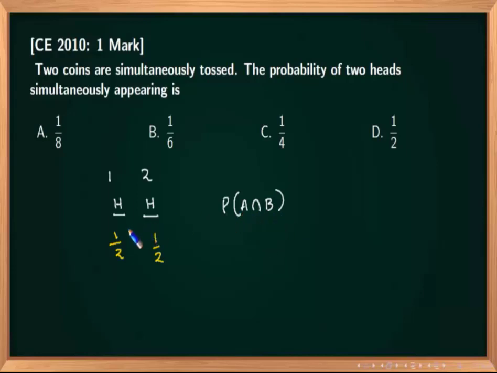Which means that both these things have to happen. And I know that if both these things have to happen and if they are independent events, I have to take the product. So that is P of A into P of B. I know this. So P of A, the chance of getting head, is 1 by 2. Chance of getting head again is 1 by 2, which means that I have to take the product. So 1 by 2 into 1 by 2 is 1 by 4. So my answer will be option C.